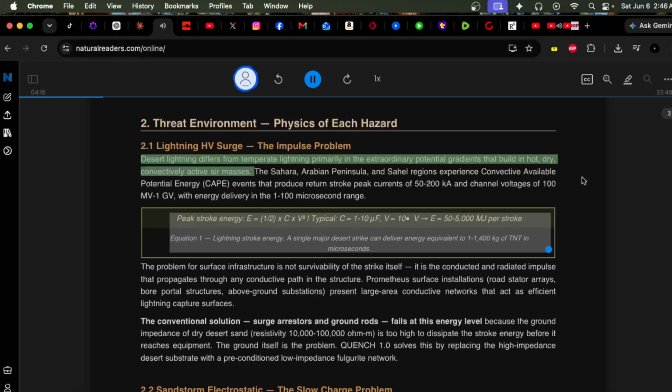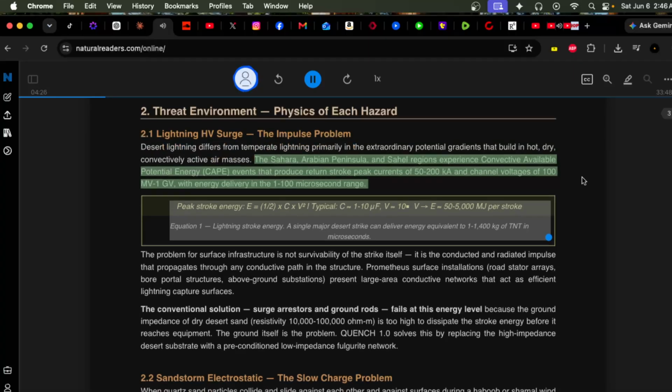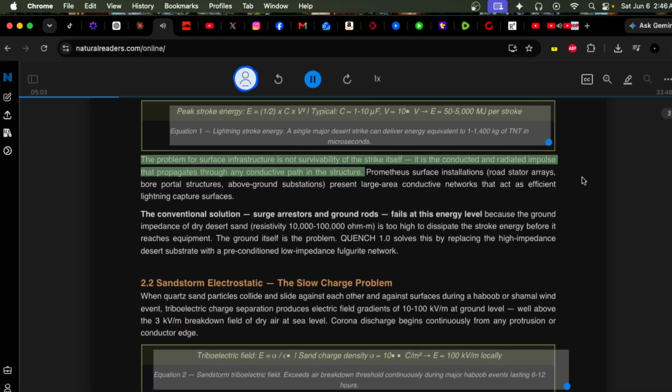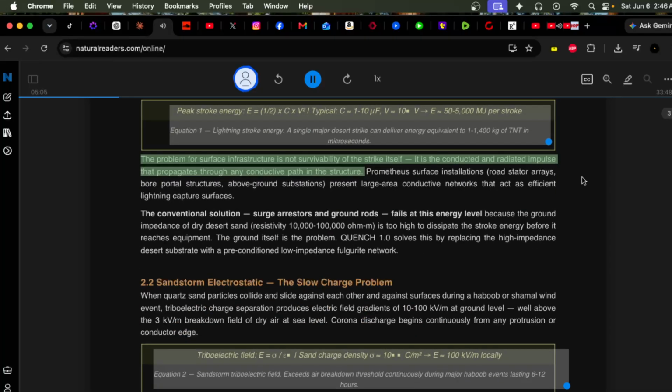Desert lightning differs from temperate lightning primarily in the extraordinary potential gradients that build in hot, dry, convectively active air masses. The Sahara, Arabian Peninsula, and Sahel regions experience convective available potential energy events that produce return-stroke peak currents of 50 to 200 kA and channel voltages of 100 MV to 1 GV, with energy delivery in the 1 to 100 microsecond range. The problem for surface infrastructure is not survivability of the strike itself, it is the conducted and radiated impulse that propagates through any conductive path in the structure.